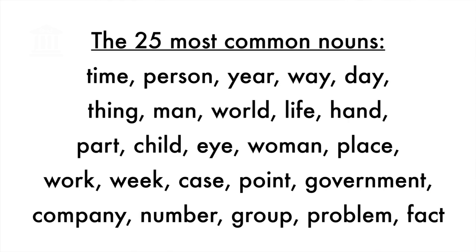But a very high percentage of noun usage is restricted to the most common 25 nouns. According to the Oxford English Dictionary, these nouns are as follows: time, person, year, way, day, thing, man, world, life, hand, part, child, eye, woman, place, work, week, case, point, government, company, number, group, problem, and fact.